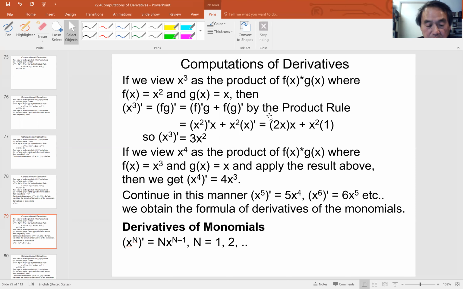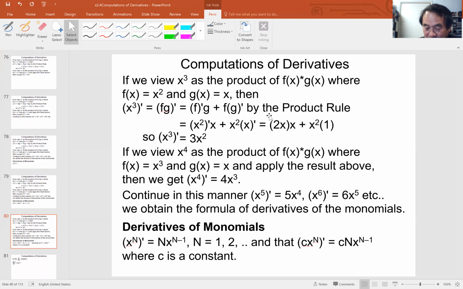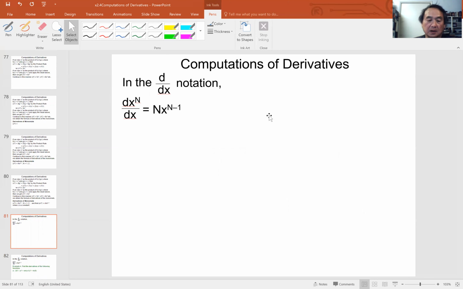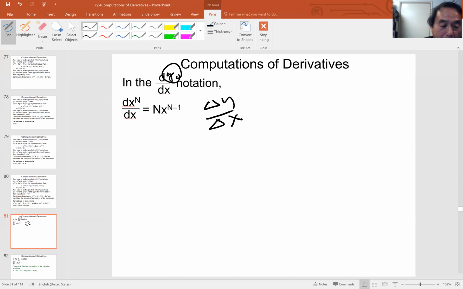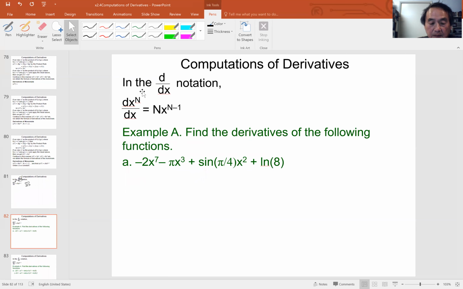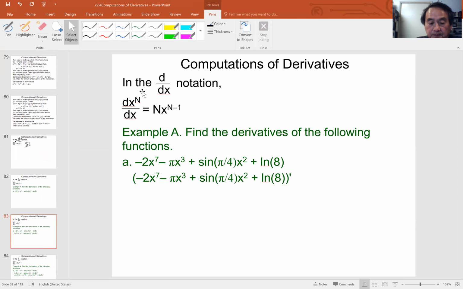So this is the first important derivative formula, for x to the nth power. Over here n is an integer, but we're going to prove that we can extend this to any real number power. So this is the formula in the dy dx notation. What is y? y is x to the nth power. That's where the notation came from.